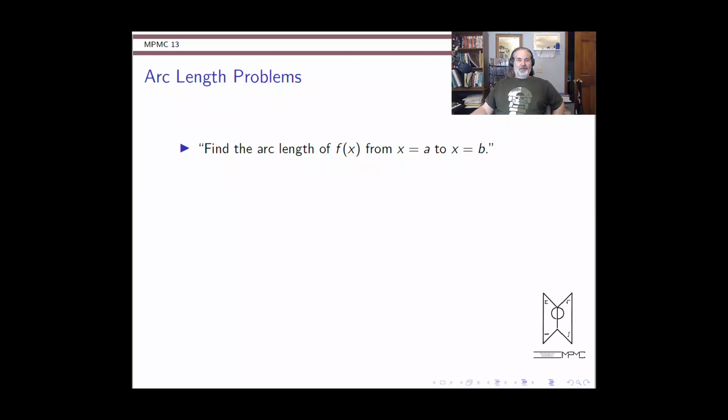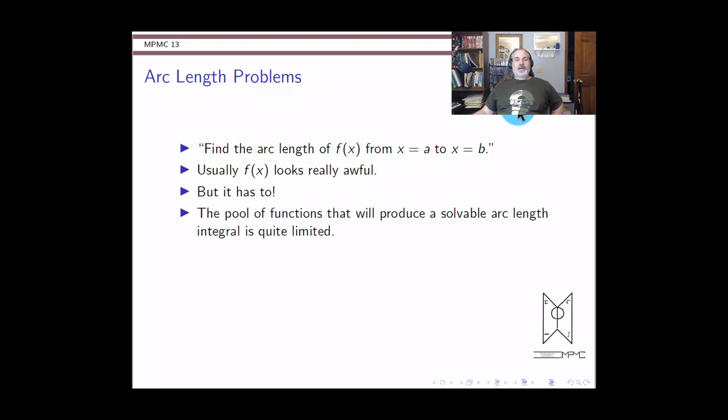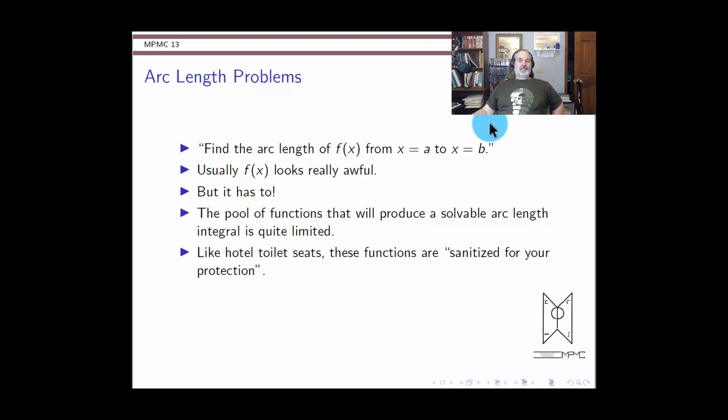So the typical arc length problem says find the arc length of this function from this point to that point. And the function usually looks bloody awful, okay? It has to, because if you know the arc length integral that you need to construct and then solve to find an arc length, it's horrible. And the suite of functions that we have that can produce a doable integral is very limited. And those functions oftentimes have to look gross when they start off.